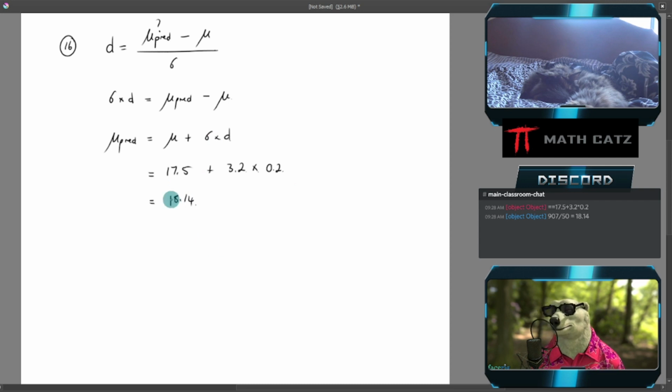18.14. That's not a very pretty 8, but there it is. So that is my predicted mean if I'm hoping for a small effect size. You see it's not far away from the 17.5. The effect size is just another way to relate how far away from the mean I am, really.